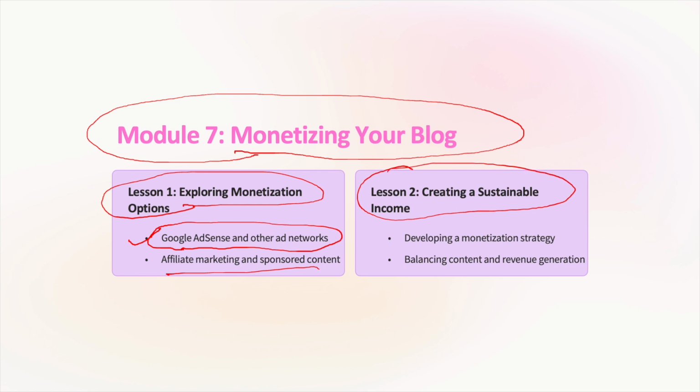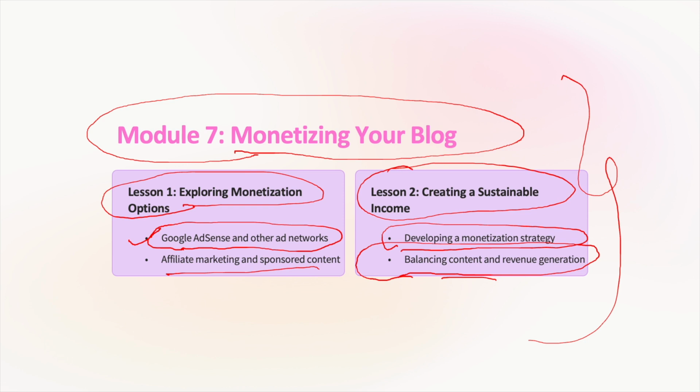In the second chapter, we will see how we can create a sustainable blog and income. In this chapter, we will discuss developing a monetization strategy. We will discuss how we can develop a suitable strategy for our blog. In the second point, we will see balancing content and revenue generation. In this point, we will see how we can balance our content as well as revenue from our blog.